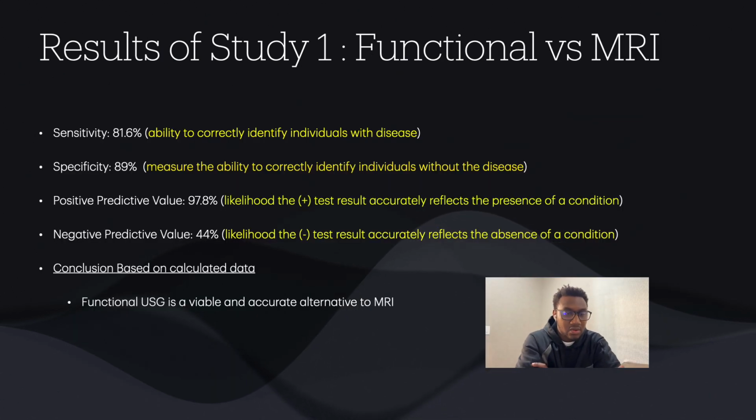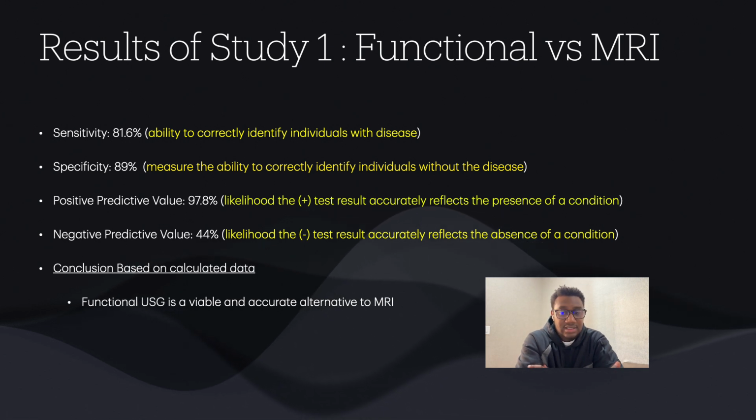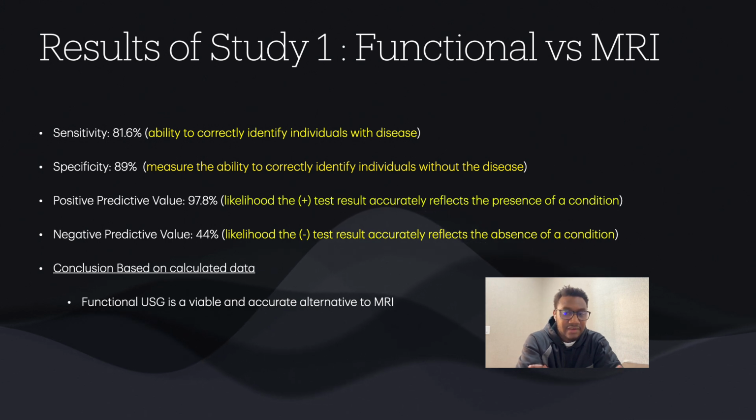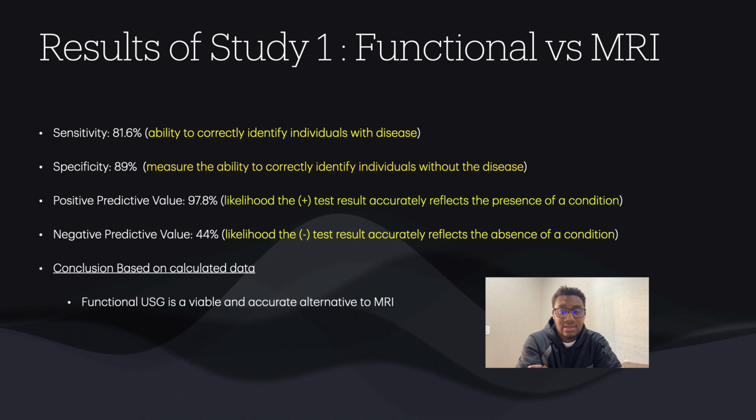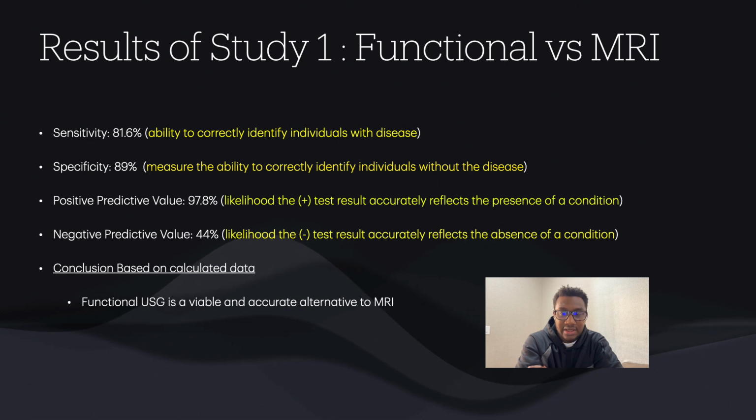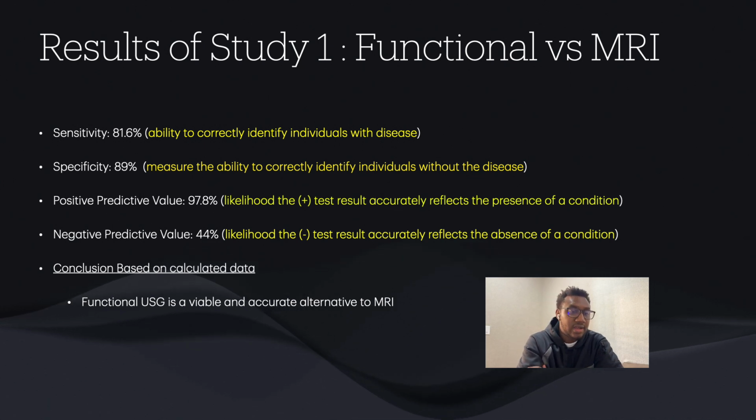All right, so what were some of the results? For study one, it reported a sensitivity of 81.6% and a specificity of 89% for functional ultrasounds, with a very high positive predictive value, as you can see, of 97.8%. What this means is when the test said that the ACL was torn, it was almost always right based on those values.